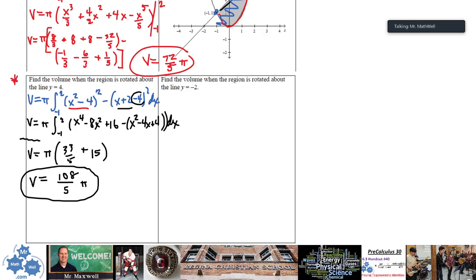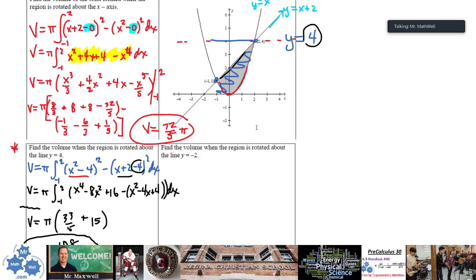If you did use your calculator to find the decimal form of that, let's see, that is 108 divided by 5 times pi. It should be about 67.858, or so. All right, let's do our last example.